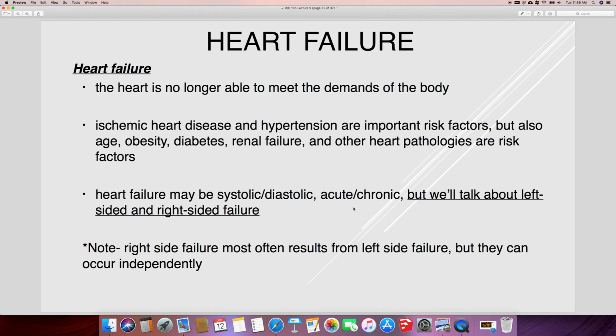Heart failure can be classified a number of ways, but we're just going to talk about left-sided versus right-sided heart failure. And really, in most cases, right-sided heart failure is a result of left-sided heart failure, but they can occur independently.